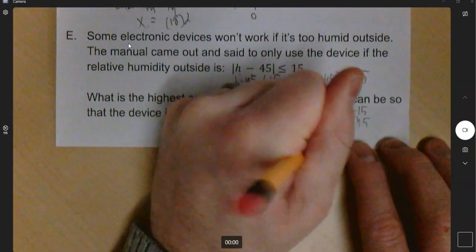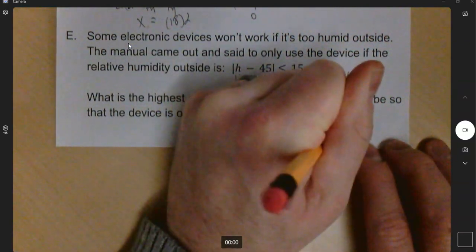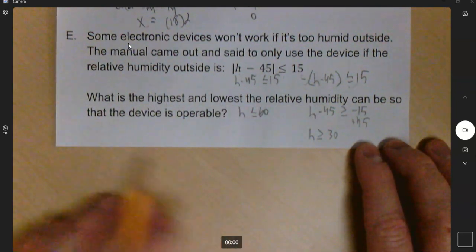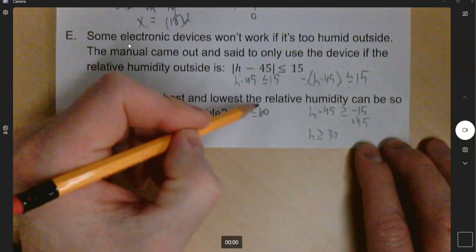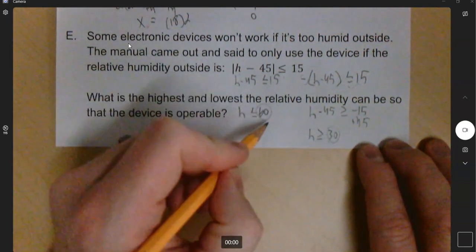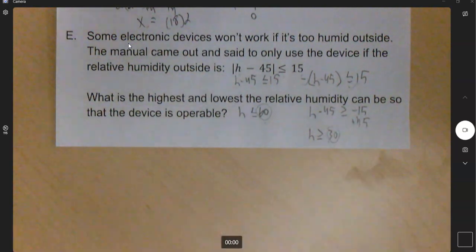I'll add the 45 over just like before, and I'll get that the humidity needs to be greater than or equal to 30. So what is the highest and lowest relative humidity we can be on this device? It needs to be less than 60, but greater than 30. So the minimum is 30, the maximum is 60, and we're dancing.